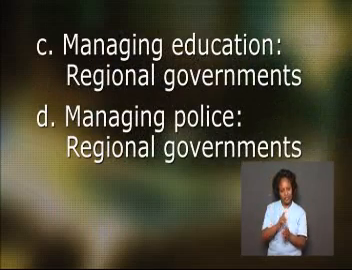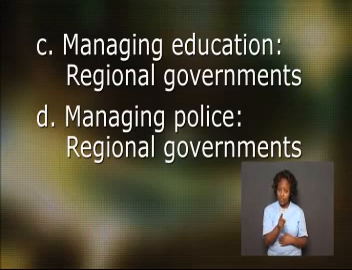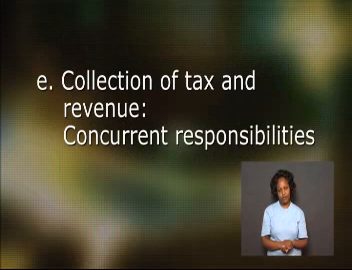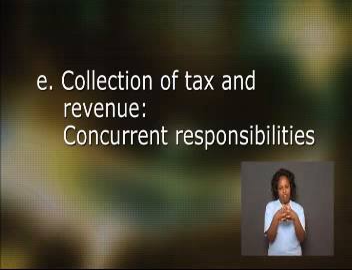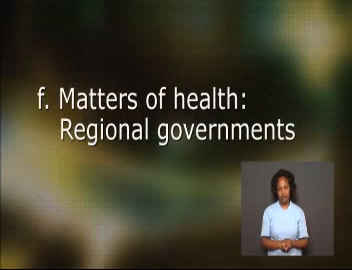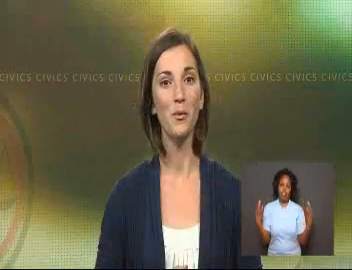Managing education and the police are the responsibilities of each regional government. The collection of tax and revenue is a concurrent responsibility, meaning that the federal and regional governments each exercise power in this area. Regional governments are in charge of matters of health. Were these your answers? Good work.